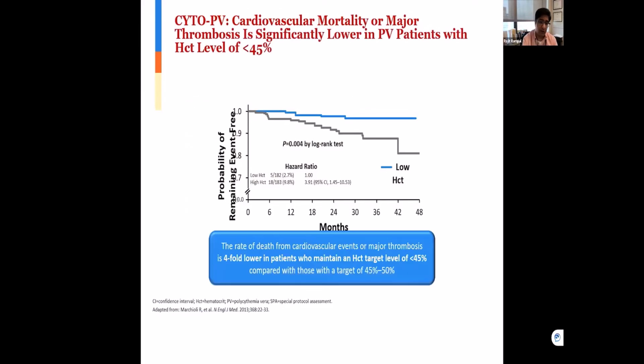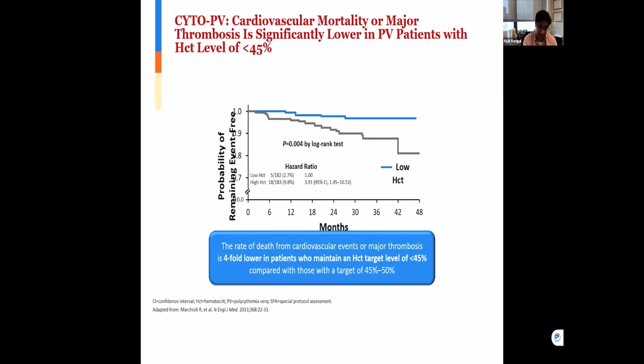So what about our current treatment strategies? Well, what is our goal? Our goal is to keep the hematocrit, which is the concentration of red cells, under 45%. And that came from a randomized study of keeping patients' hematocrits greater than 45 or less than 45. The group that was under 45 did significantly better in terms of their likelihood of being free of cardiovascular events or even staying alive.